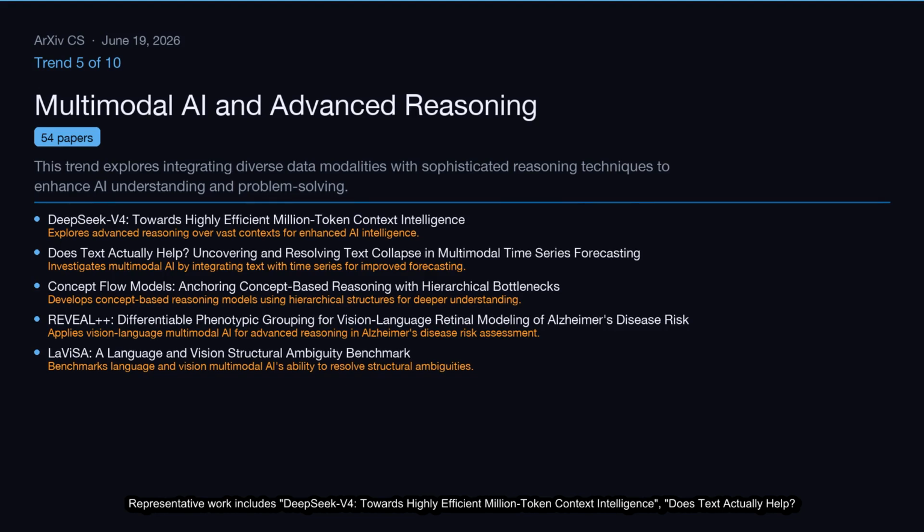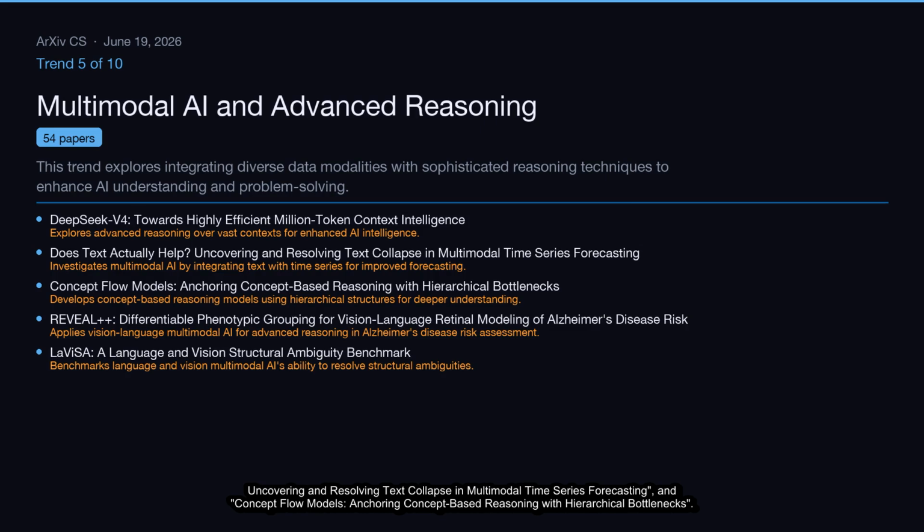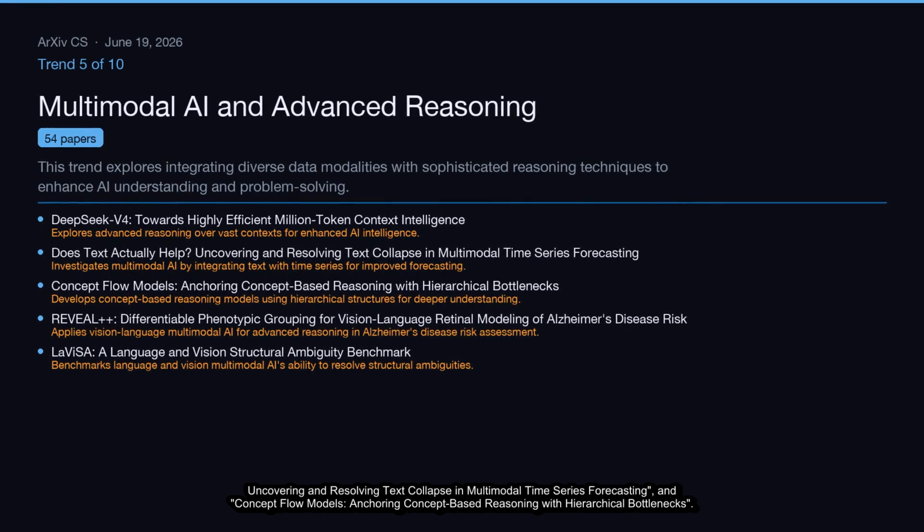Representative work includes DeepSeek-V4 towards highly efficient million-token context intelligence. Does text actually help? Uncovering and resolving text collapse in multimodal time series forecasting, and concept flow models: anchoring concept-based reasoning with hierarchical bottlenecks.